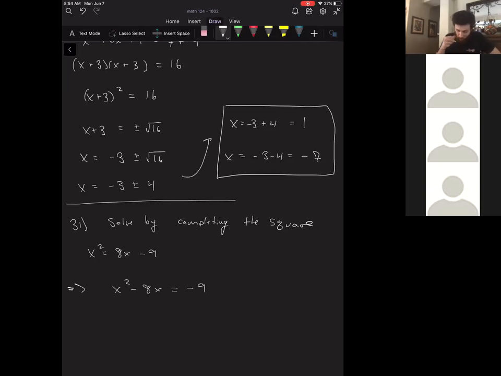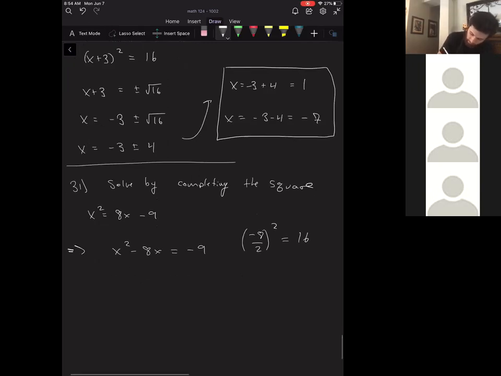So now what we do is we always take that number that's in front of our x. In this situation, it's a minus 8. So we take our minus 8, we're going to divide it by 2, and we're going to square it. So 8 divided by 2, that's going to be 4. Well, minus 4, but it doesn't really matter because we're squaring it. So minus 4 squared is positive 16. So now we're going to take that number and add it to both sides. So we have x squared minus 8x plus 16 is equal to minus 9 plus 16.